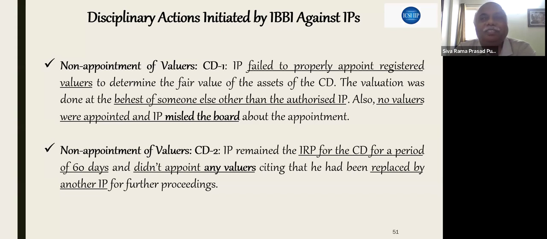So, up to the last date during IRP, you have to discharge your duty as per the regulations. Anyhow, that person will come, he will take care, he will look after. That type of wording is not there in the regulations.